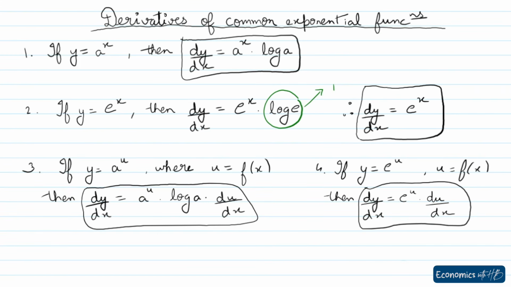So if y is equal to a to the power x, then dy by dx is equal to a to the power x as it is into log of the base, that is log of a. If y is equal to e to the power x, then dy by dx is also equal to e to the power x as it is, nothing else. If y is equal to a to the power u, then dy by dx is equal to a to the power u as it is into log of a into du by dx. If y is equal to e to the power u, then dy by dx is equal to e to the power u as it is into du by dx. Easy peasy. Did you remember it? Now let's solve some questions.